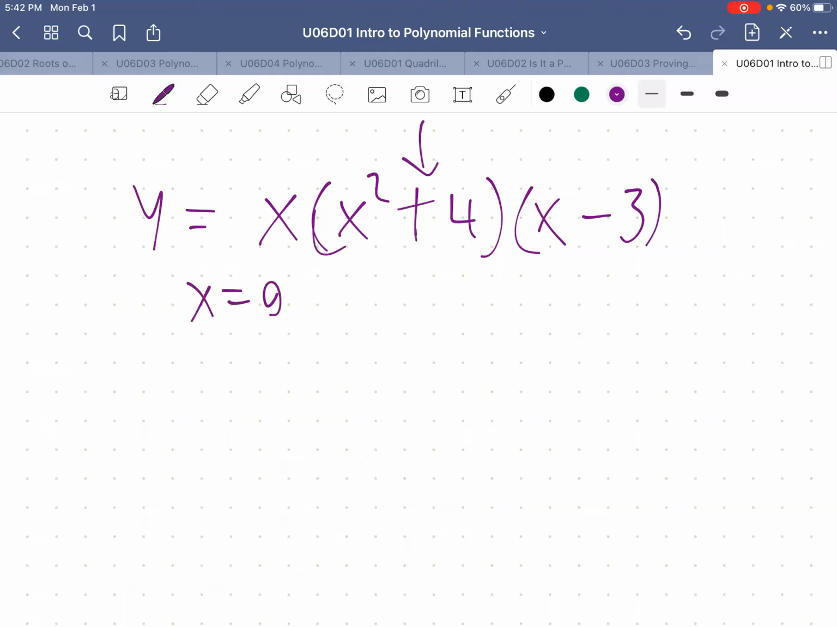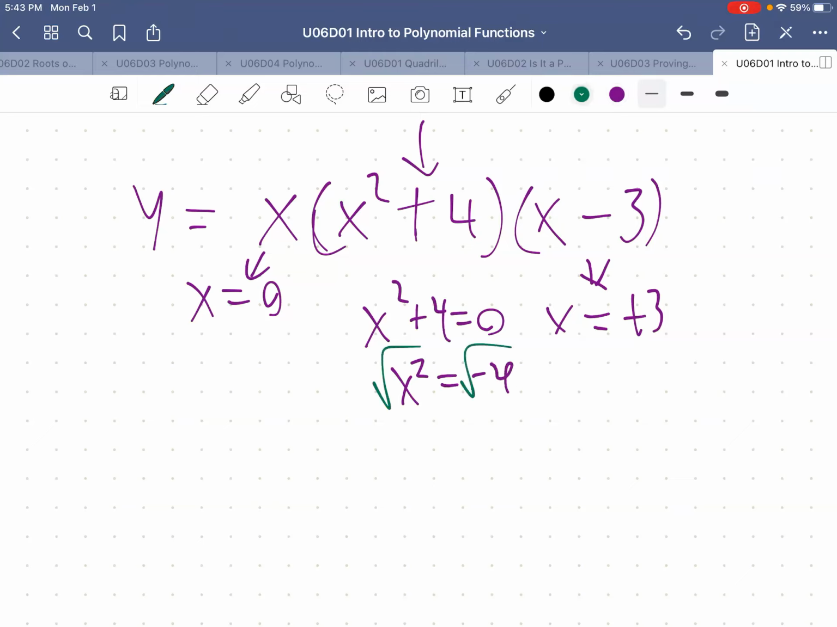So x equals 0 would be the solution for this factor. X equals positive 3 would be the solution for this factor, or where the x-intercepts are on the graph. This one, we would have to set it equal to 0 and solve. We'd get x squared equals negative 4. And then when you take the square root of both sides, you have to put a plus and minus on this side.